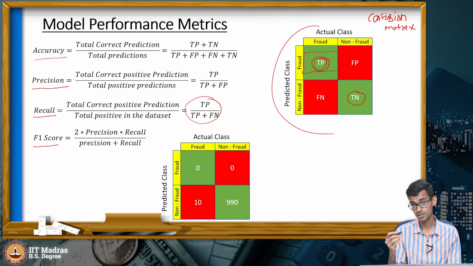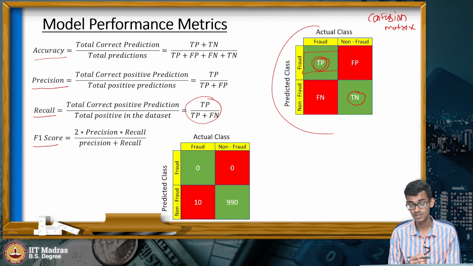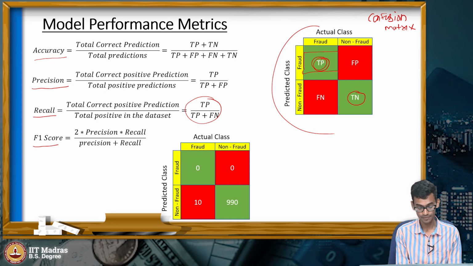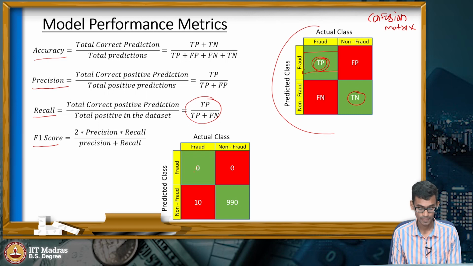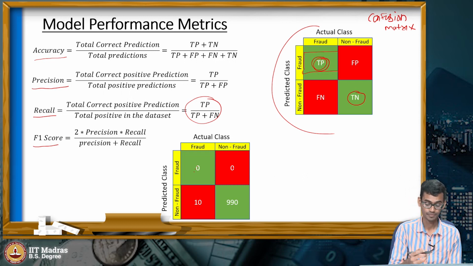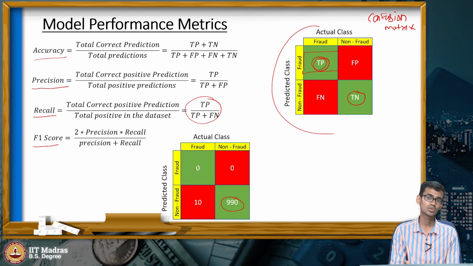Okay, so the model was not predicting even a single transaction as fraudulent. The model's predictions are 0 in both these cells. The model is not predicting any transaction as fraud. But on the other hand, all the 1000 transactions that were predicted as fraud, 990 of them were actually non-fraud. That's why 990 comes here and the remaining 10 goes here. So this is how you typically form a confusion matrix.